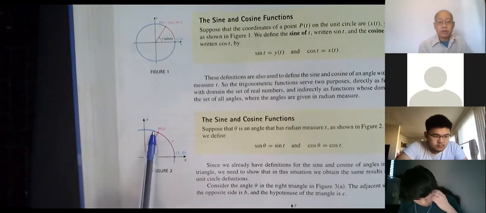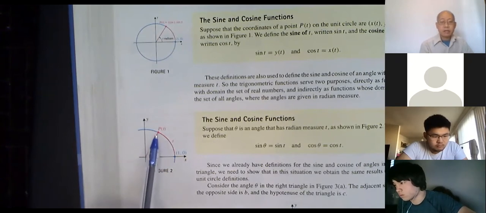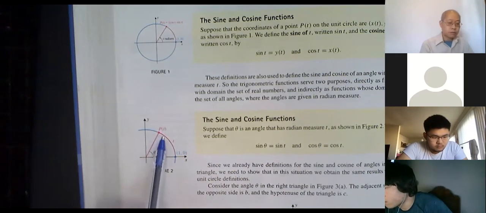Okay, so to give you a bigger picture here, I suppose. We have an angle theta. Then the x-coordinate is cosine theta. The y-coordinate is sine theta.